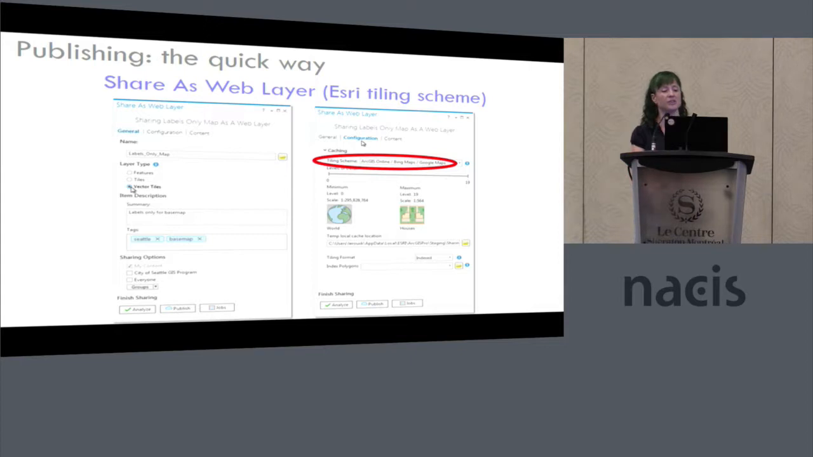The quickest way to publish is to use the Share as Web Layer tool. If you use the default tiling scheme, that will be a quick and easy path to publishing. This tool creates vector tiles, packages them up with other ingredients like fonts and icons, and publishes it to ArcGIS Online, which I used, or Portal.